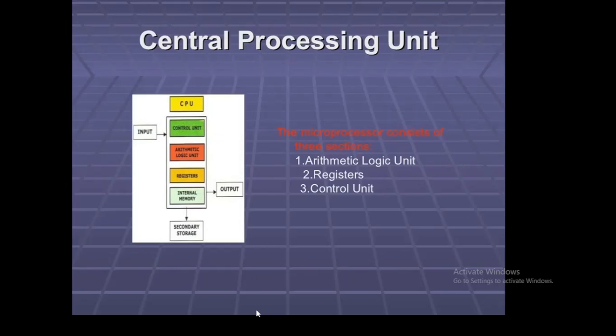Control. Now I speak about the central processing unit. The microprocessor consists of three sections. First one, arithmetic logic unit. Second one, registers. Third one, control unit.